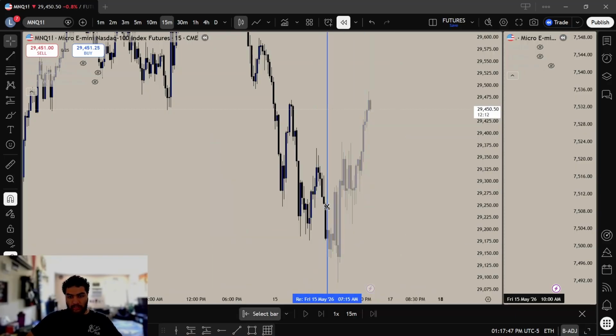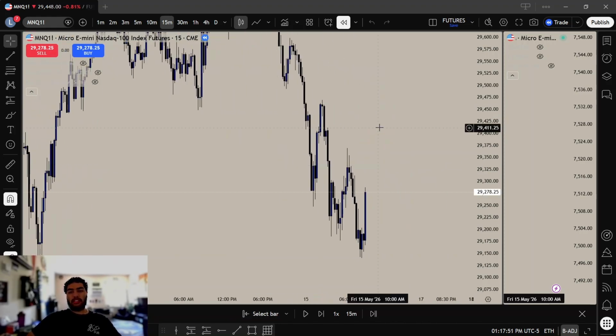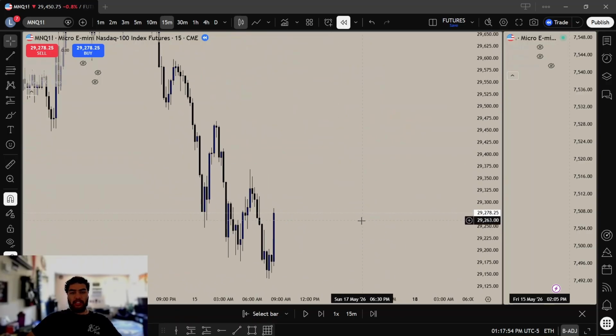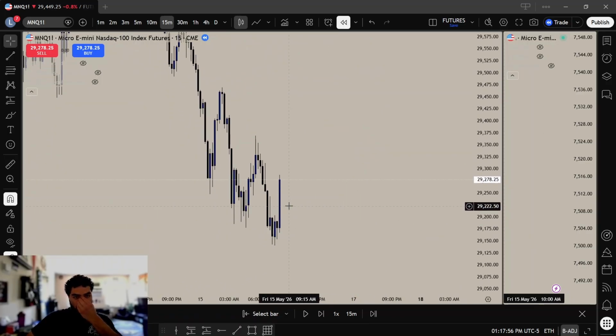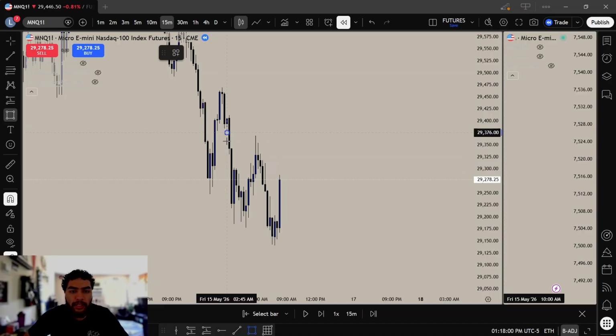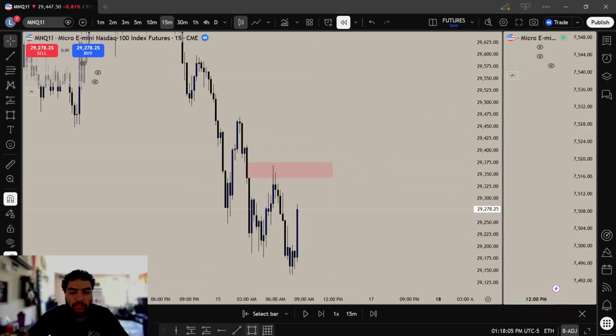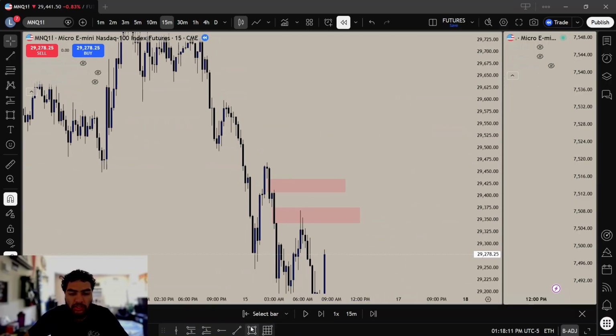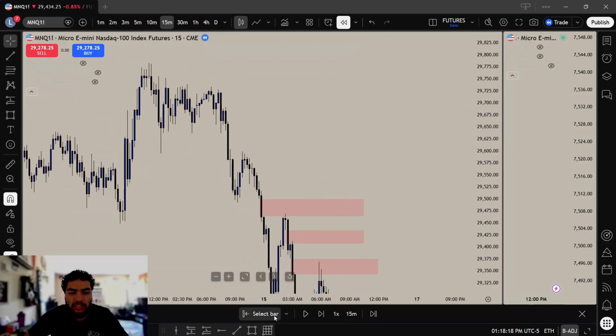Okay, so 8:30. All right, so you know the deal. Let's mark out everything that's on the 15 minutes. So let's see what we got here. We got a bearish fair value gap right there, and we have another bearish fair value gap right here. And then we continue to have more bearish fair value gaps up here. And then we continue.